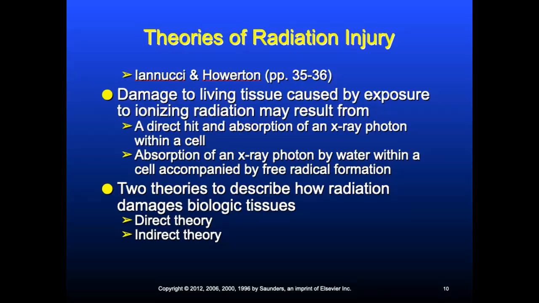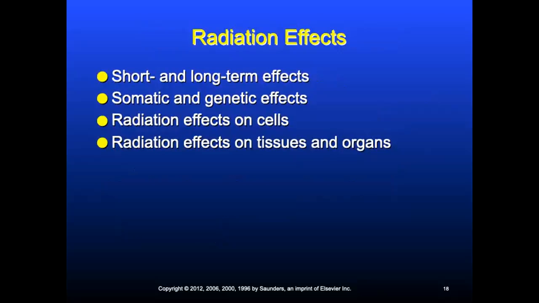And age is also going to be an important factor because children are going to be more susceptible to radiation damage than adults. Some of the radiation effects that we're going to be talking about are found on page 34, and they're going to include short and long-term effects. Somatic effects are going to deal with cells that have to do with our own cells in the body. And genetic effects are the cells that are used in our reproductive systems that are going to be passed down from generation to generation. And how radiation affects cells, tissues, and organs.